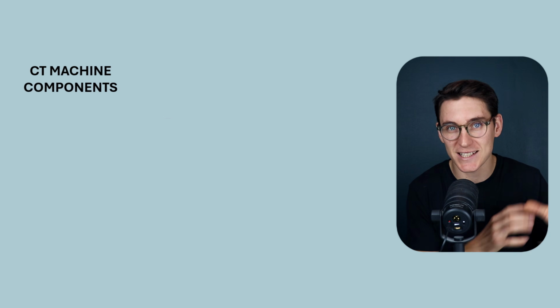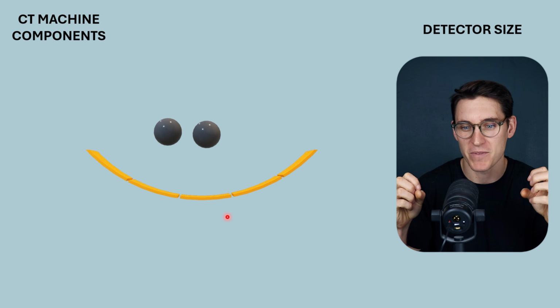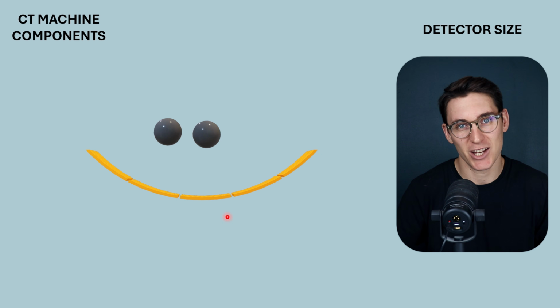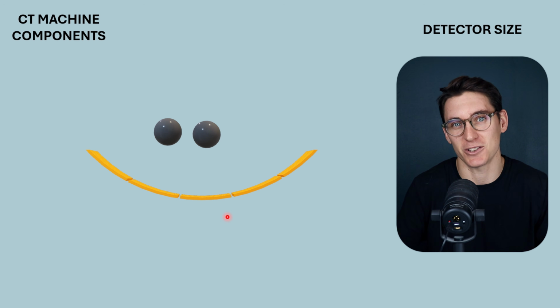So let's start with the CT machine components that influence spatial resolution. They're more intuitive to me. And the first being detector size. If we have large detectors, we're going to pick up a lot of X-rays. We're going to get high signal, but it's going to be at the cost of spatial resolution.